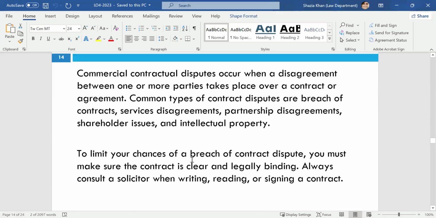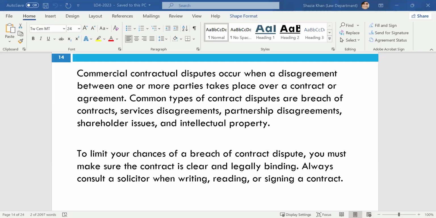So commercial disputes occur when a disagreement arises between both parties. A breach of contract is really where one party fails to fulfill their obligation, which is outlined in the legal agreement. It could be if they fail to pay for delivery or goods, or complete the work on time. And you need to make sure that your contract is very clear and binding.